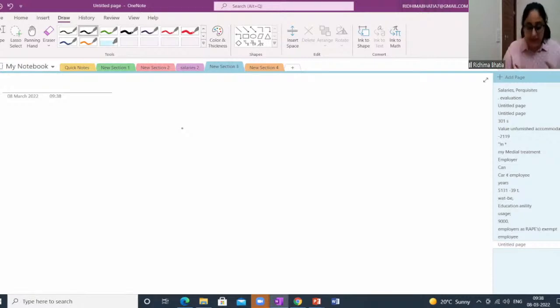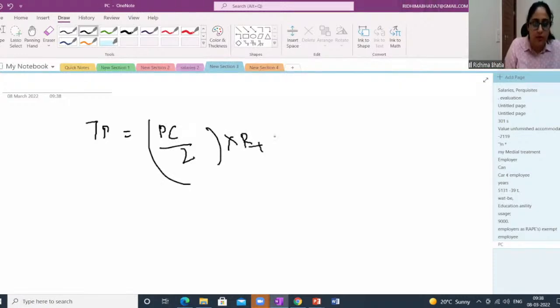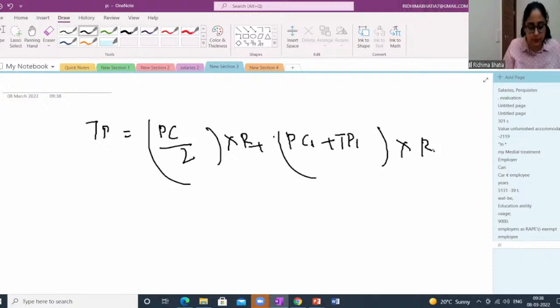There is a formula which I tried my best to break down, but you have to remember this formula. The annual accretion would be calculated as PC by 2 into R plus PC1 plus TP1 into R. So what does PC by 2 mean? PC is the excess amount of employer contribution over and above 7,50,000, divided by 2, into R.